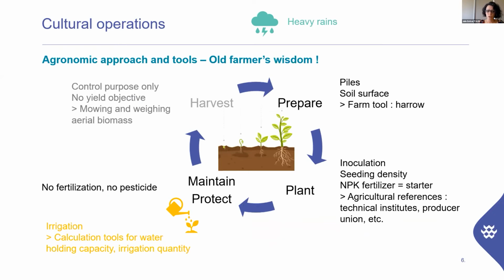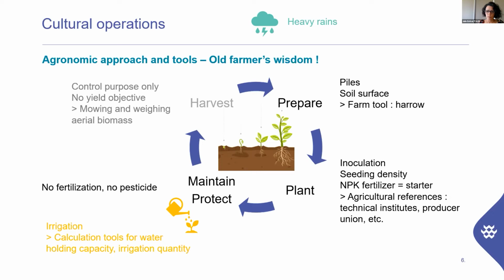So during the whole test, we followed really an agronomic approach, and we used agronomic tools. For example, to prepare the soil, that was done by a local farmer with his own tool to prepare the top of the soil. Then for the plantation, we used the seeding density. We calculated seeding density using agronomic tools. To boost a little bit the growth of the crop, we applied NPK fertilizer at the beginning of the tests. So once again, we used agronomic tools to calculate the right amount of nitrogen and other nutrients to be applied.